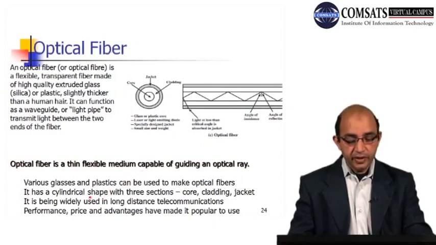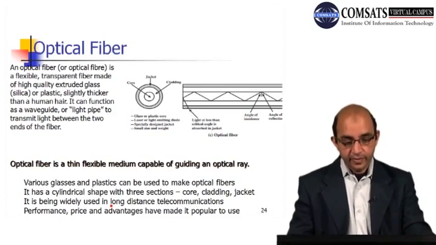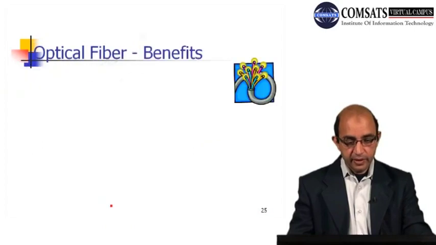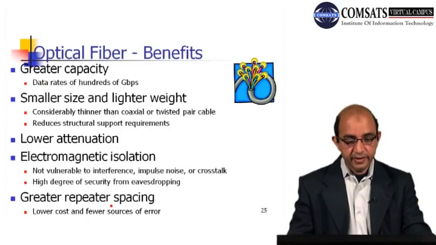Okay, so we can use various glasses and different types of plastics in order to construct a fiber. You can see its cylindrical shape. This is also a cylindrical shape. This is also core, cladding and jacket, they all have cylindrical shape. One of the big advantages of optical fiber is that we can have data communication at much longer distances. So these are the benefits.